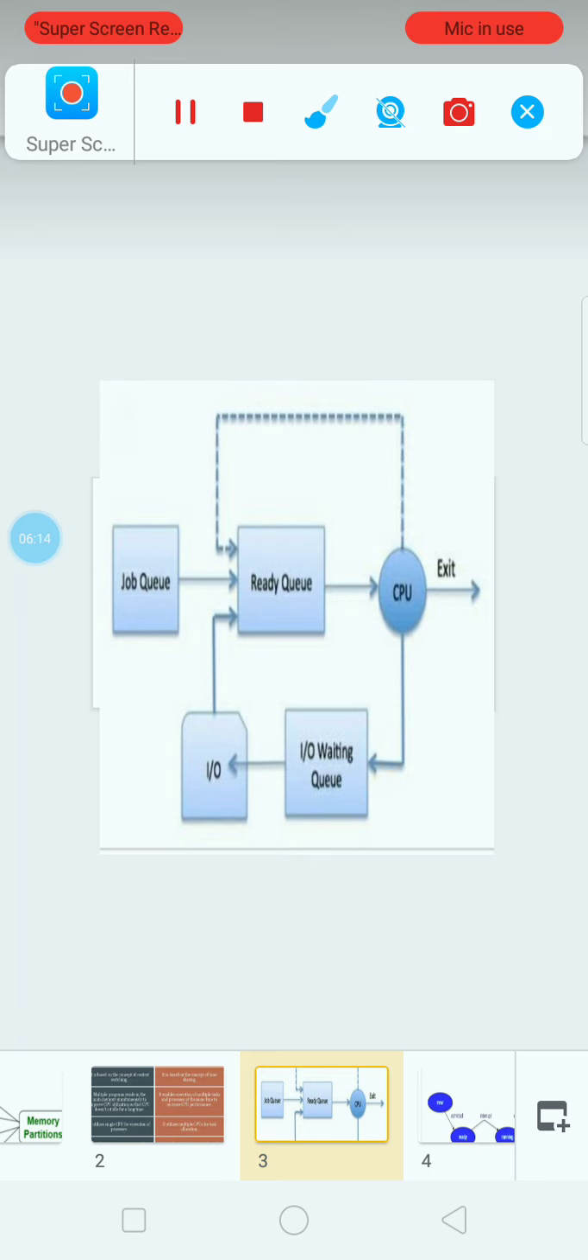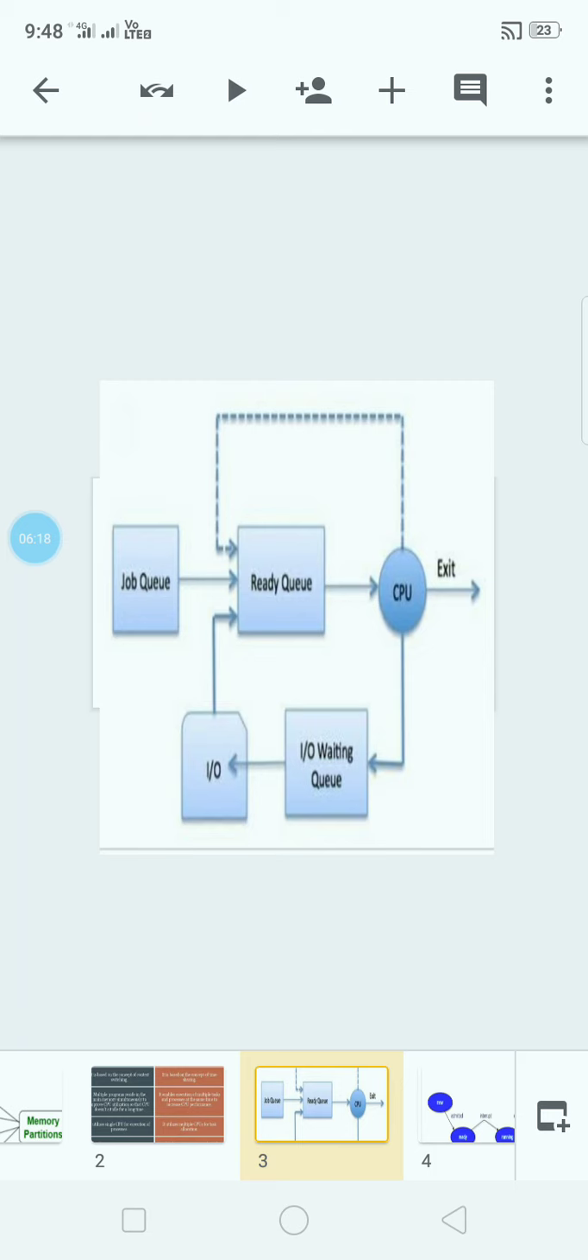The major disadvantage of priority scheduling is the problem of indefinite blocking or starvation. This problem appears when a process is ready to be executed, but it has to wait for a long time for execution by the CPU because other higher priority processes are executed by the CPU.